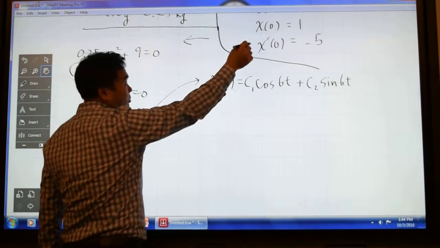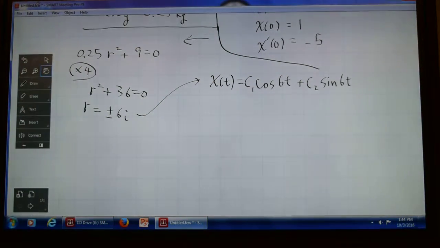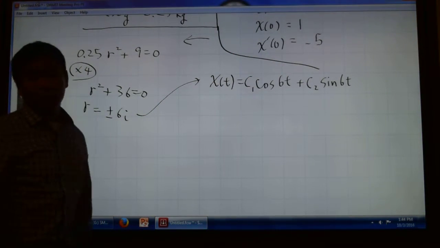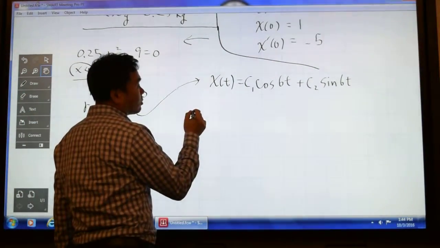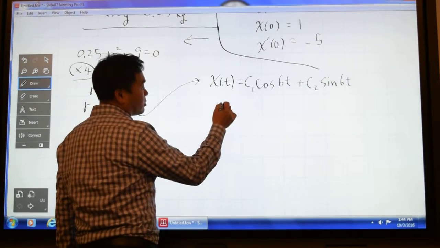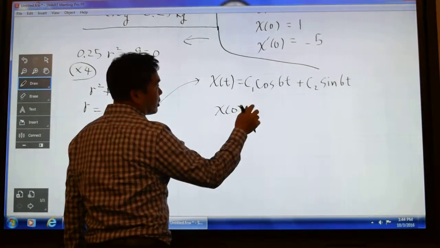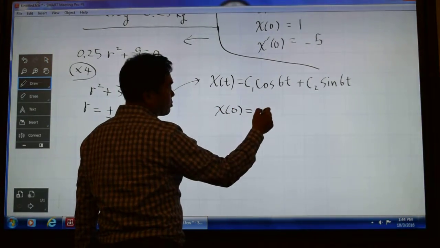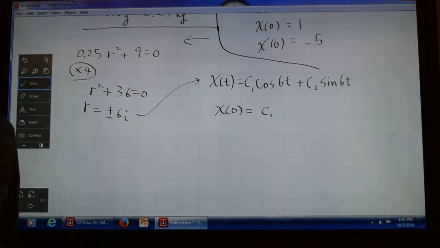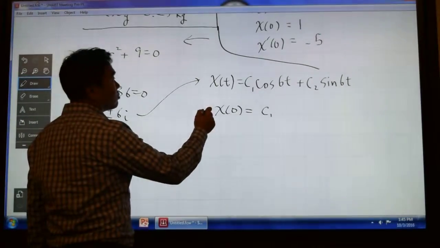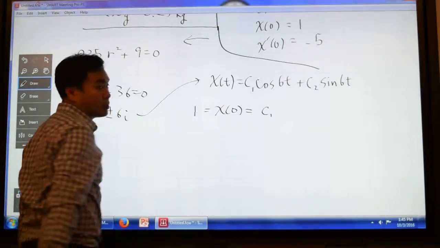And then we have to use the initial conditions to figure out the values of C1 and C2. To get the value of C1, you plug in 0, and you realize that cosine 0 is 1, whereas sine 0 is 0, so you only get C1, and that should equal the value 1. So C1 is 1.